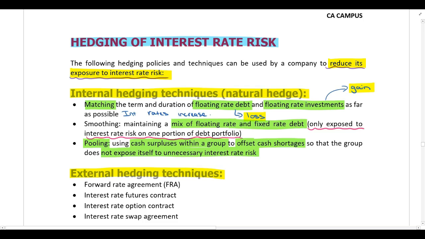So once again, let's assume we have company ABC, and it's a big group company, and we've got two divisions. We've got division A and we have division B. And let's say division A is doing really well and they have a lot of surplus cash. On the other hand, division B is not doing well at all and they actually require a loan.